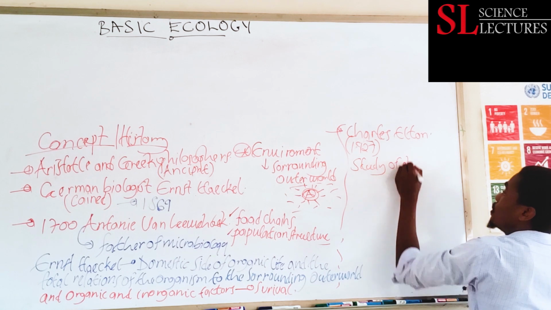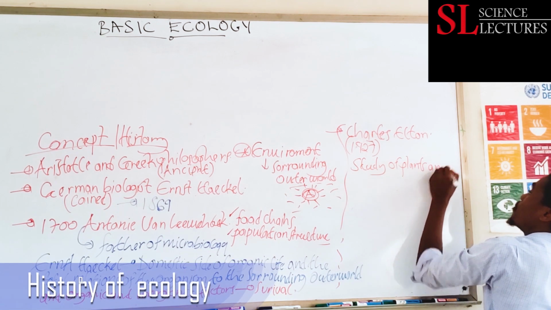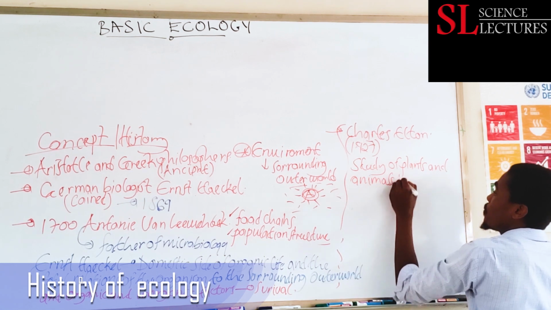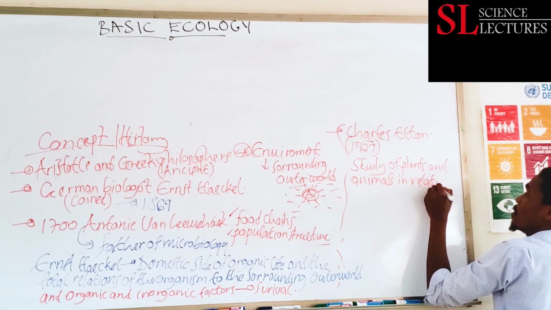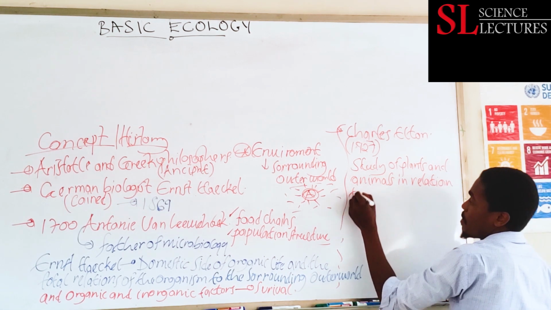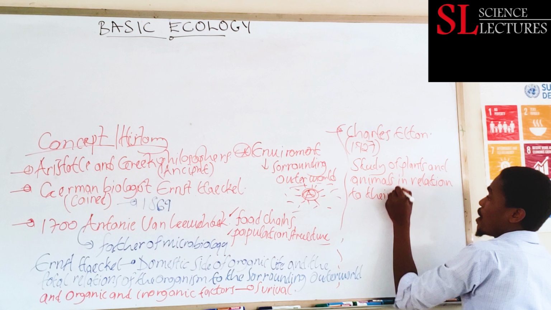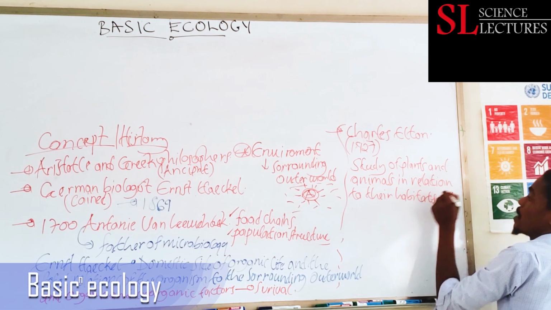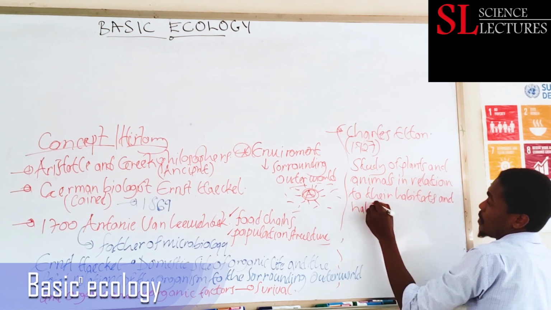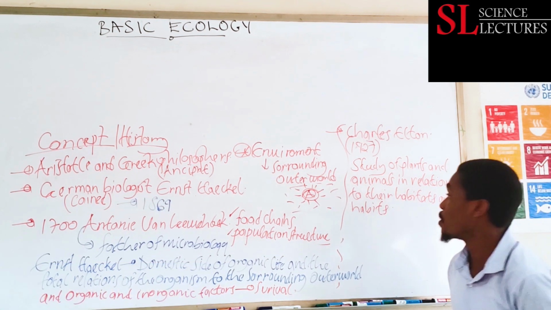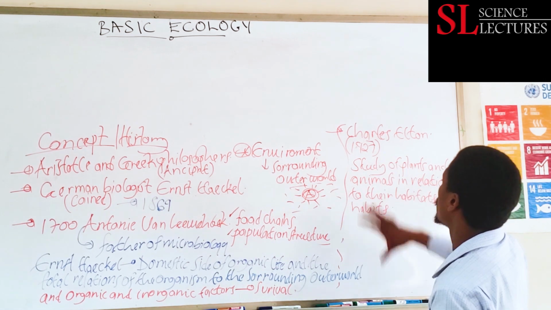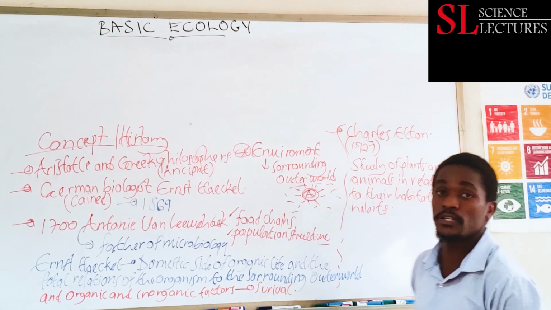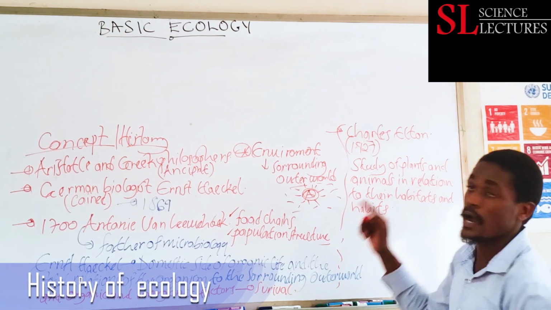of plants and animals in relation to their habitats and habits. So this is how Charles Elton in 1927 defined ecology: the scientific study of plants and animals in relation to their habitats and habits.